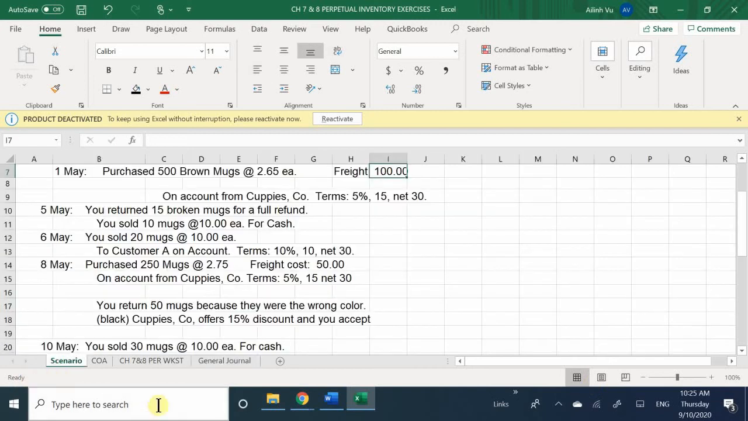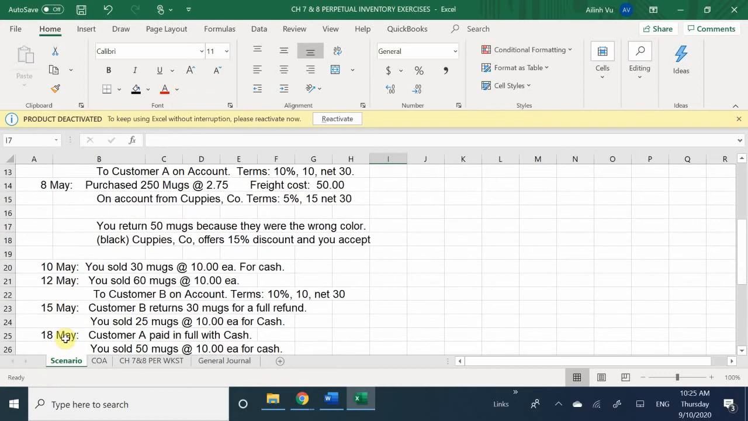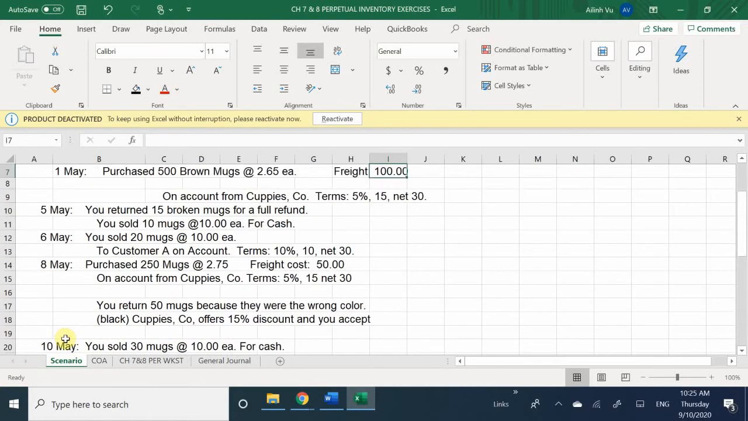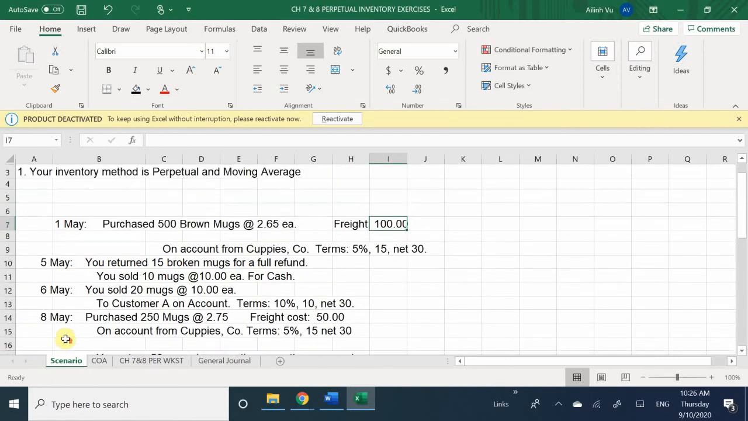So let's go ahead and do the next one. On the same day, what has happened for the May 5th? What else did you do on May 5th? Wait, no sales tax? I thought I had sales tax in here. Let me see. I don't see any sales tax for any of the situations. Okay, so I guess we don't have sales tax.